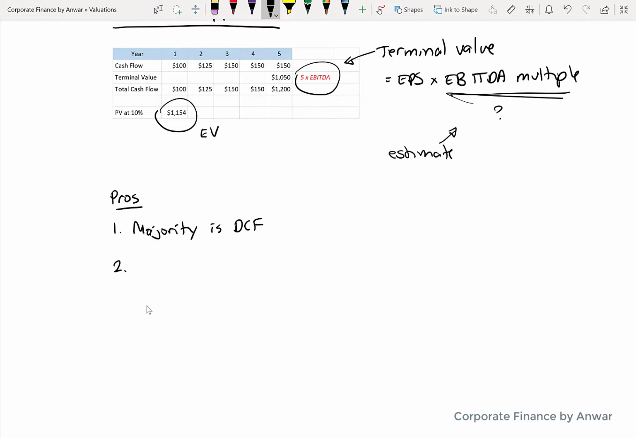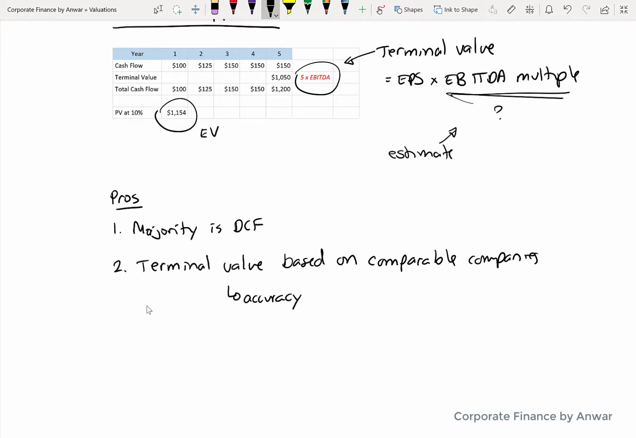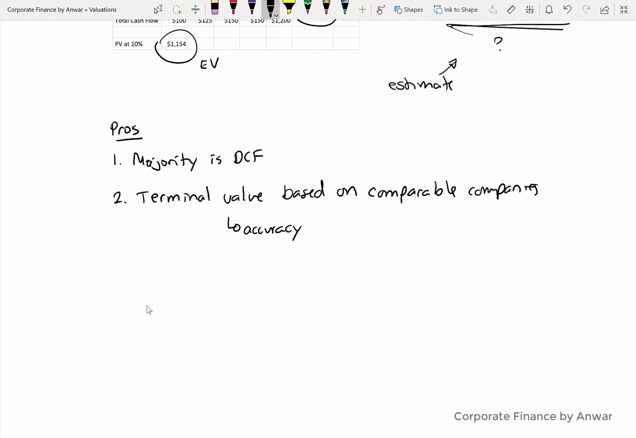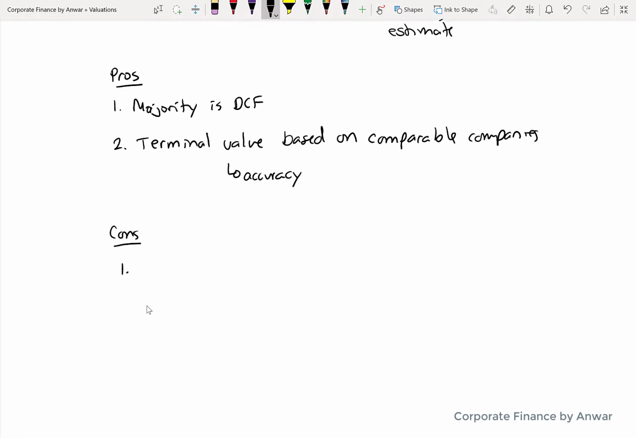Okay. Now the majority of this is still using a discounted cash flow. So that is one of the pros of this approach. And the second one is the terminal value is actually based on real life trading values that somebody is paying for. So it's a comparable. It's based on the companies' existing EBITDA multiples, so it's what I guess investors are valuing it at. So there's some credence to that. There's some objectivity. Now let's look at some of the cons associated with this approach.